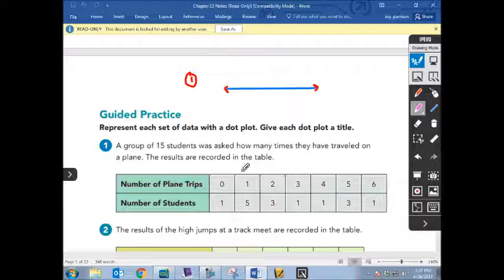Okay, what did I tell you the first thing we should always identify is? The smallest and the largest number. Okay, so we're going to do that. So that's going to be 0. Ooh, I need to fix that.